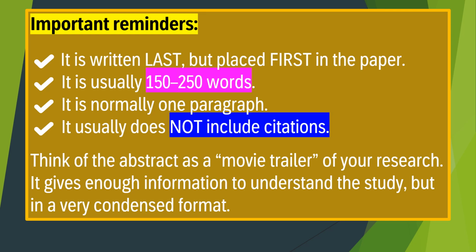Important reminders. It is written last, but placed first in the paper. It is usually 150 to 250 words. It is normally one paragraph. It usually does not include citations. Think of the abstract as a movie trailer of your research. It gives enough information to understand the study, but in a very condensed format.